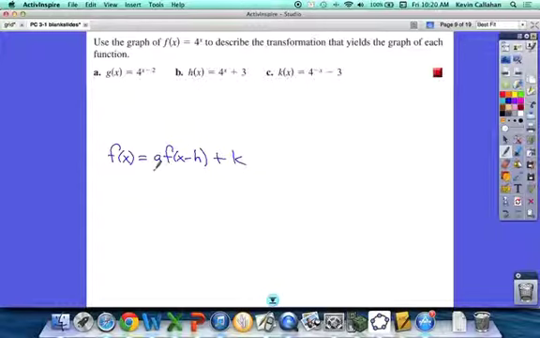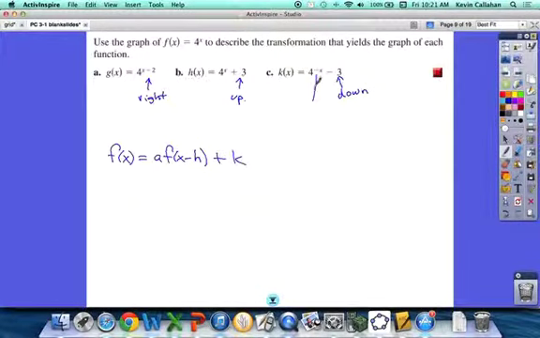So let's see. What kind of shift do we expect this is? 4 to the x minus 2. Subtracting 2 inside the function. Describe the shift. 2 to the right. How about adding 3 after the function? That is up. Now there are 2 different things going on in this one. The minus 3, that's the easy one. That is the down.